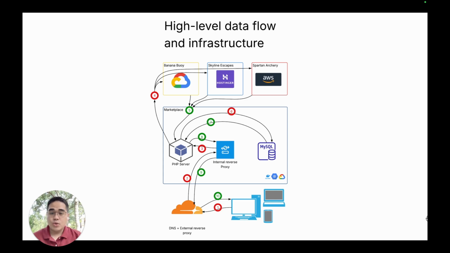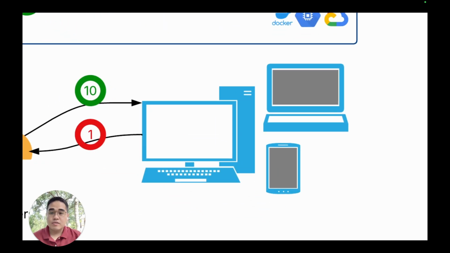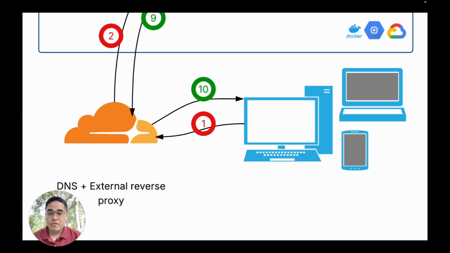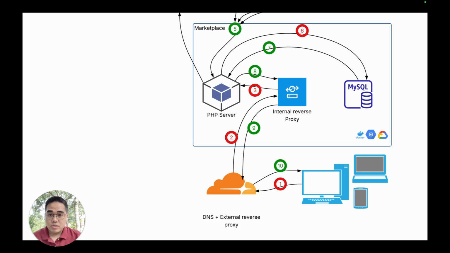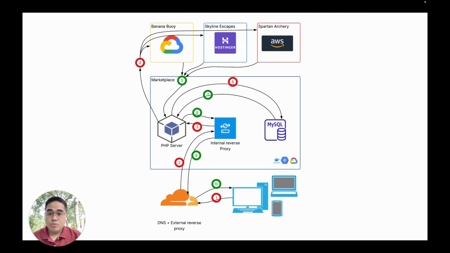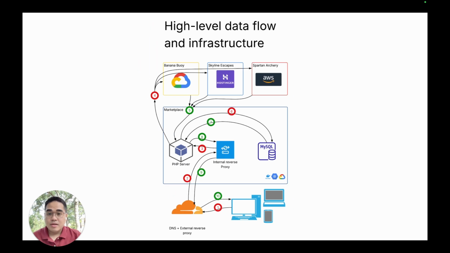Looking at the high-level data flow, a request from a client device first hits Cloudflare. It acts as an external reverse proxy and provides secure HTTPS. Cloudflare then forwards the request to our internal reverse proxy, which routes it to the correct PHP script based on the URL path parameters. The server gathers and caches product data from the individual websites while querying the MySQL database for visit and rating info. Finally, the completed page is streamed back to the client.